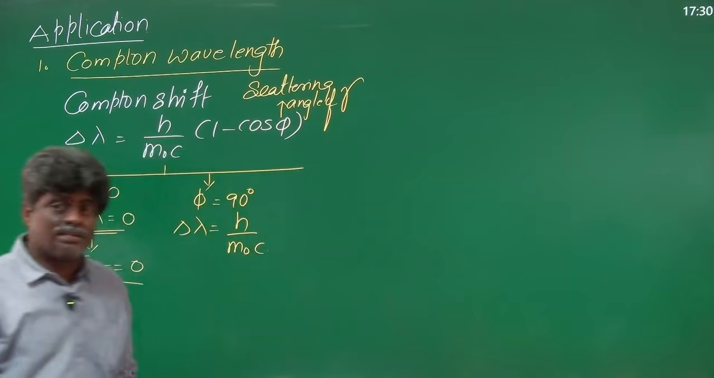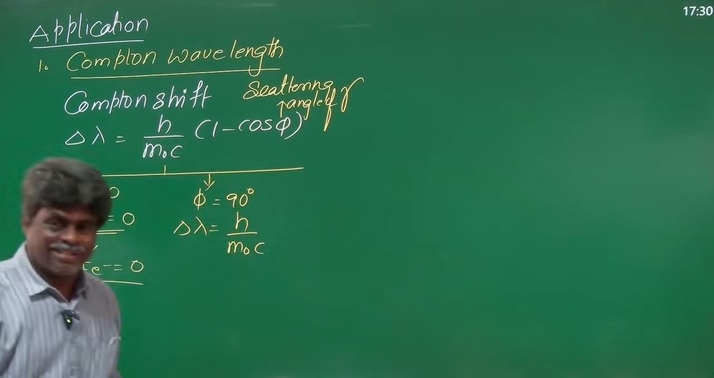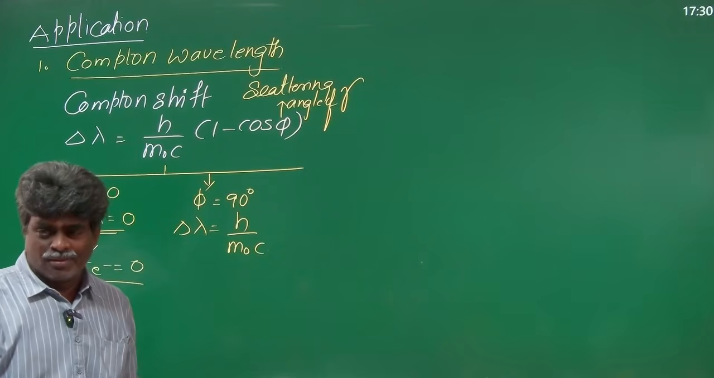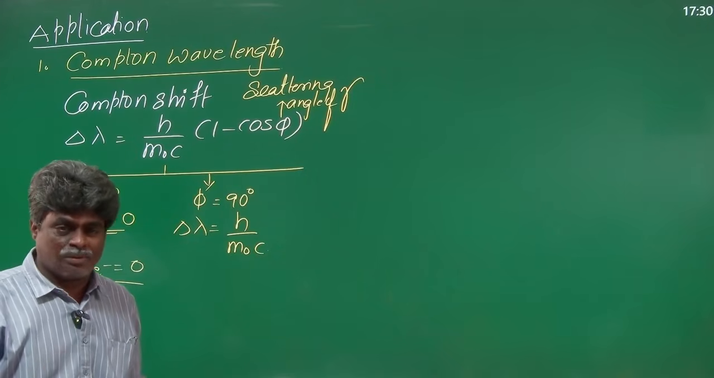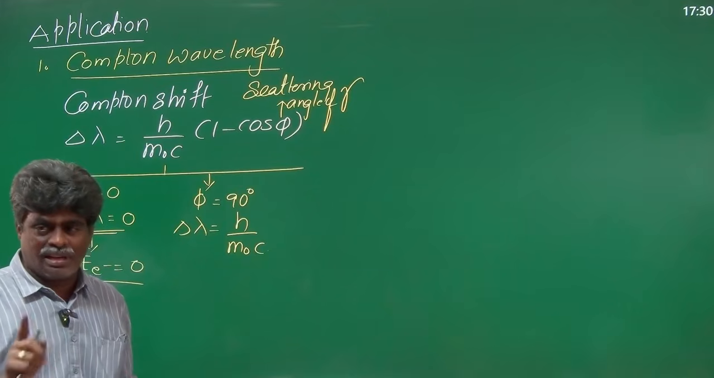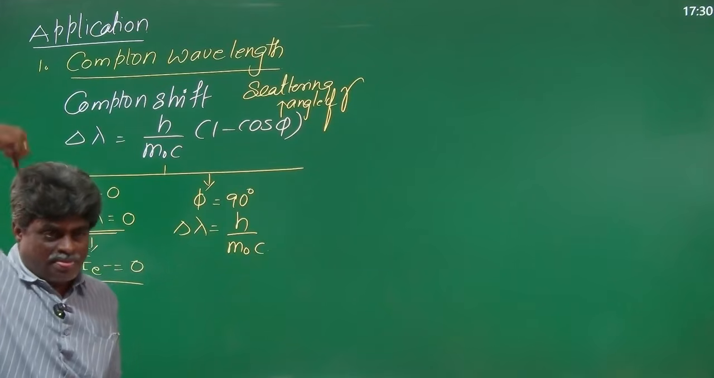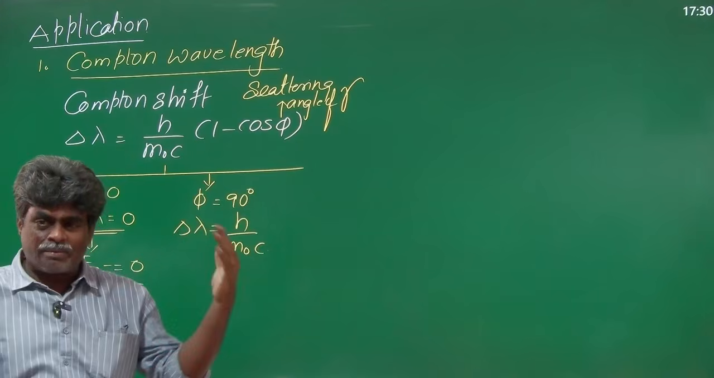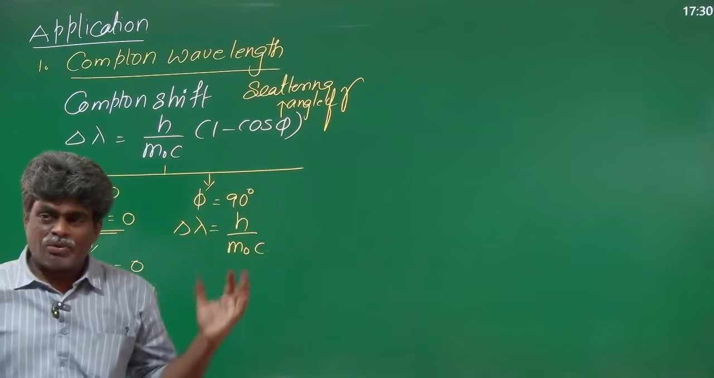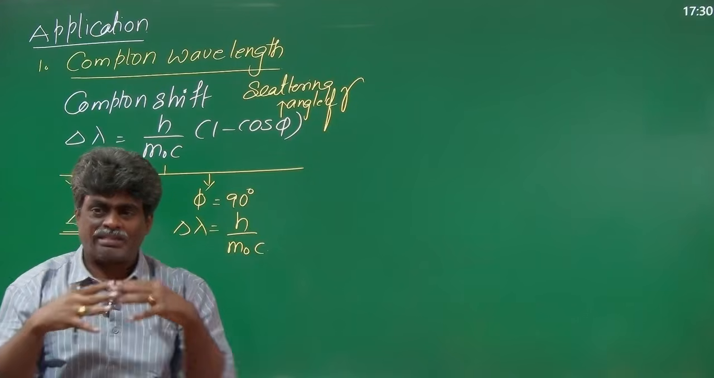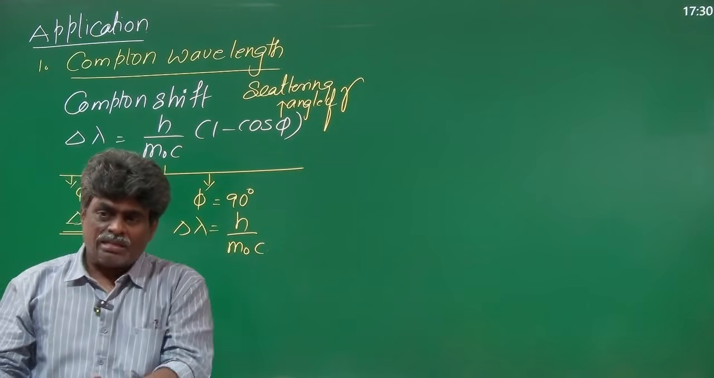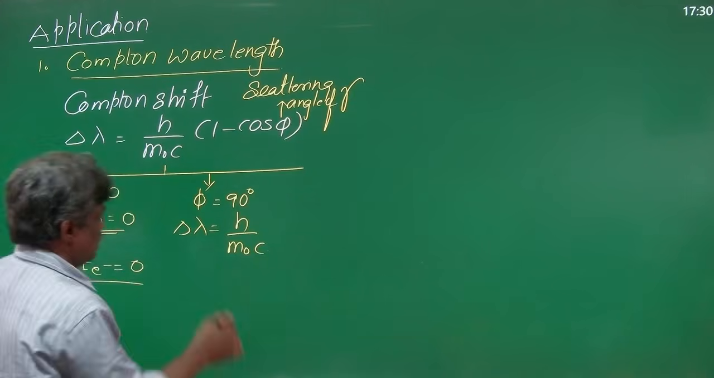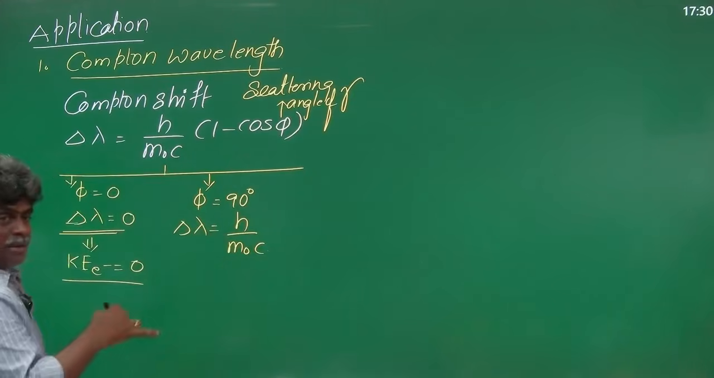Why do we get wrong answers? Two reasons: one is lack of perfection, another is overlap. Here the answers become a superposition. The waves will impose on each other with destructive interference, and intensity is 0, so the answer is also 0. So the shift is h by m naught c.